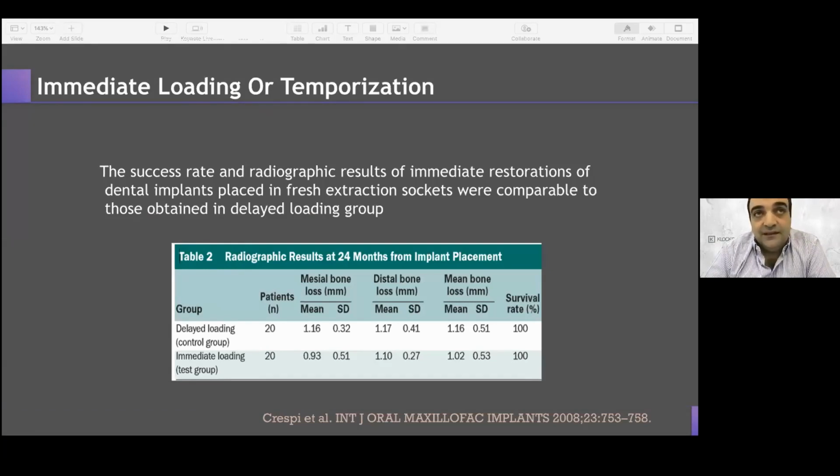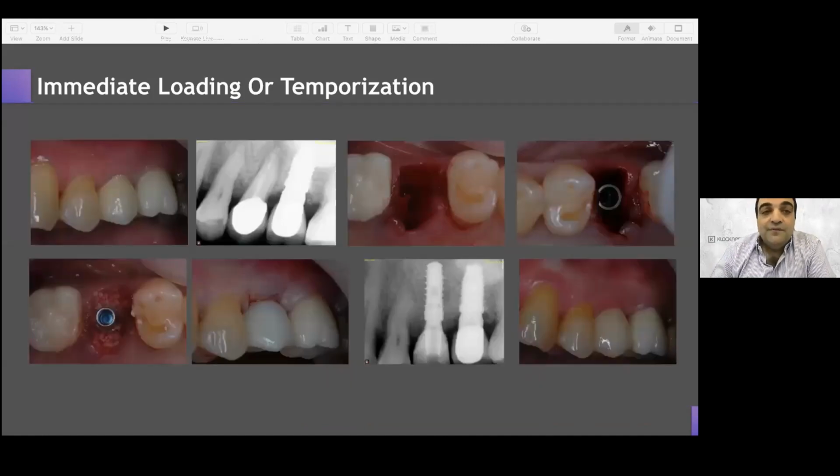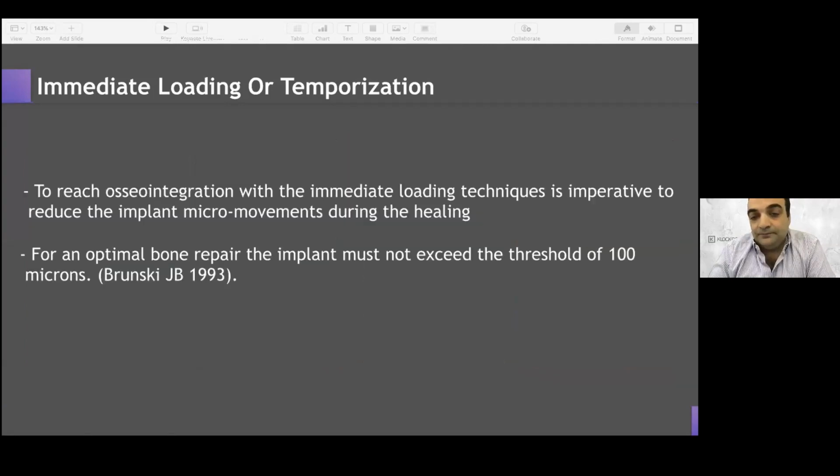And lots of studies comparing a site with immediate implantation to a site with immediate implantation plus immediate loading or temporization gave the same success rate and the same radiographic result. So it's safe to do immediate implant placement. And as we said before, it will help maintain our soft and hard tissue during the healing and after our crown delivery. But we have to reduce the implant micromovement during the healing, of course.